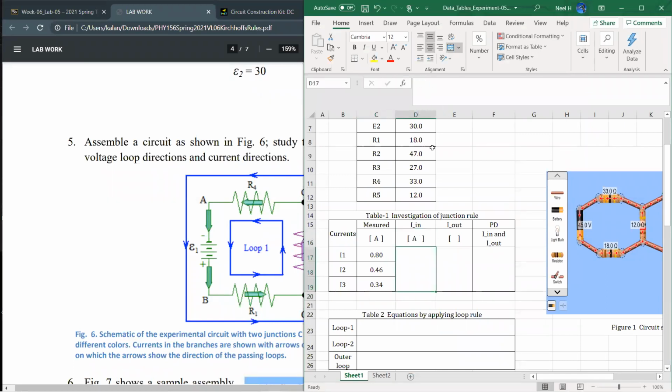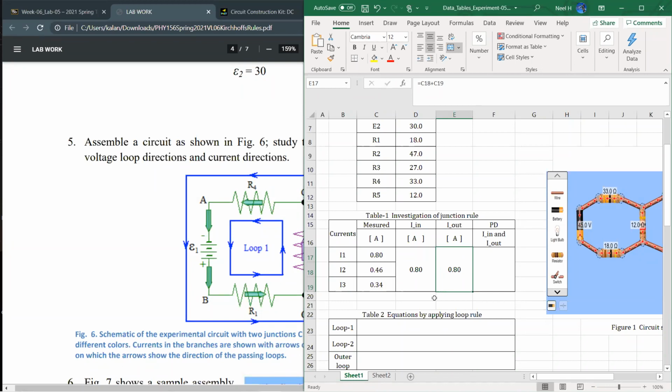So the current coming in is actually only I1. So that is about 0.8. The current going out is actually the addition, equal sign, addition of I2 plus I3. So we're getting exactly the same. That's the idea of the junction rule. Okay, the junction rule means whatever comes in should go out. It should be continuous. Okay, so we get exactly what we expected. So we have exactly the same answers.